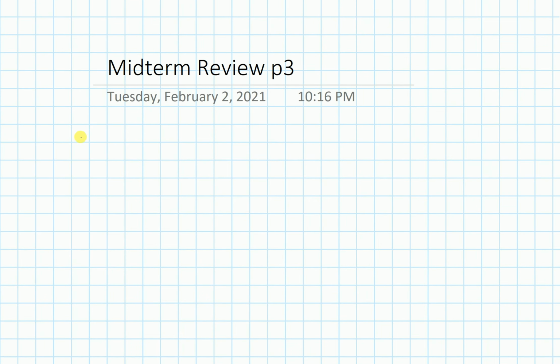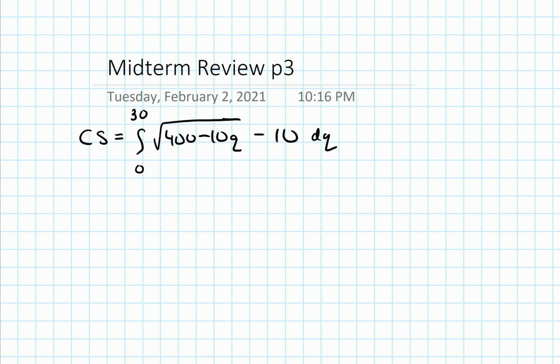So our consumer surplus, CS, is the integral from 0 to 30, that was Q bar, of our demand equation, which was 400 minus 10Q. That's what it was in terms of the variable Q. Minus 10, that was the value of P bar, our price, dQ. So now we have to think about, how do we do this antiderivative?